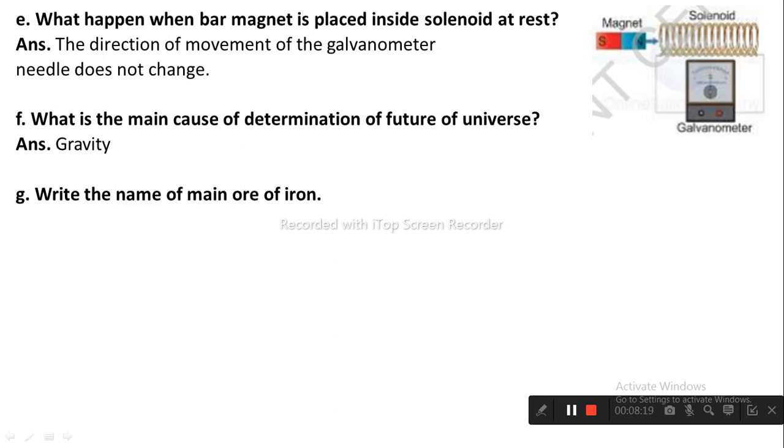Write the name of the main ore of iron. The main ore of iron is hematite, Fe2O3.